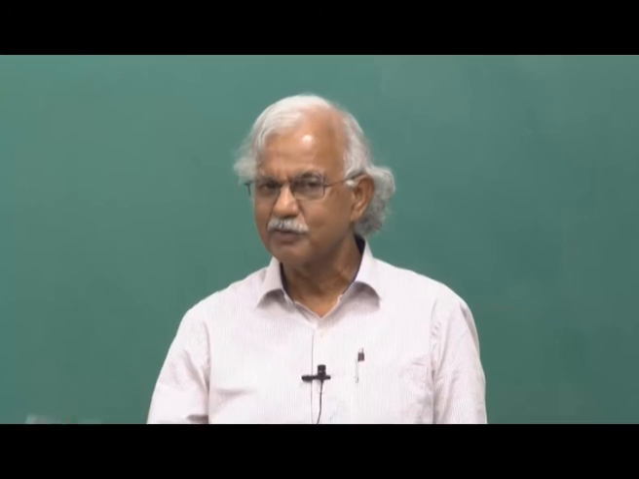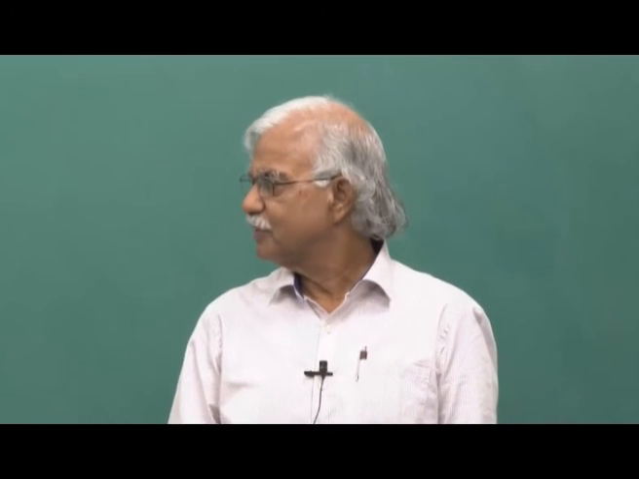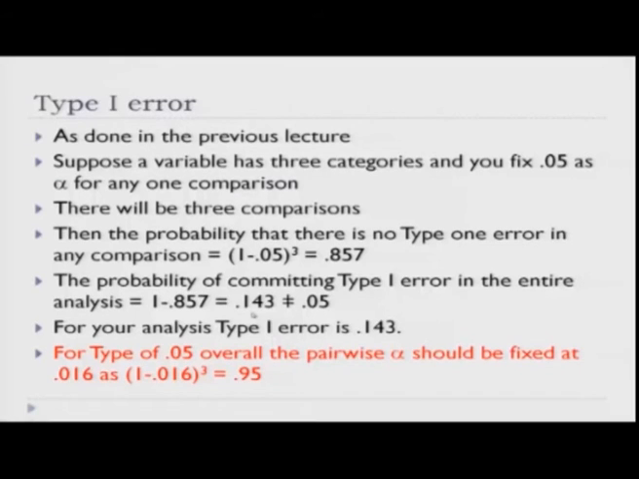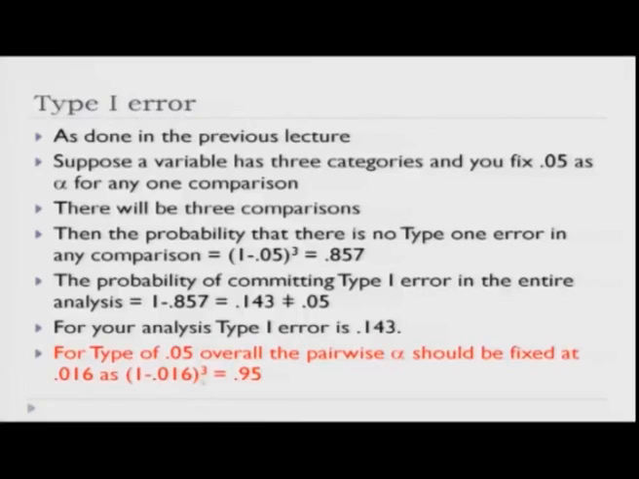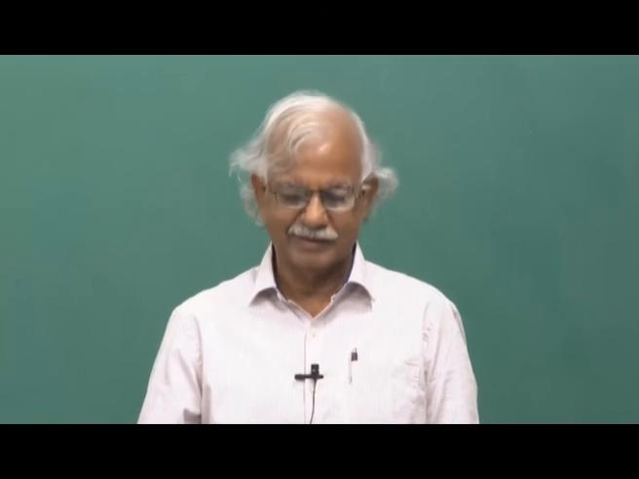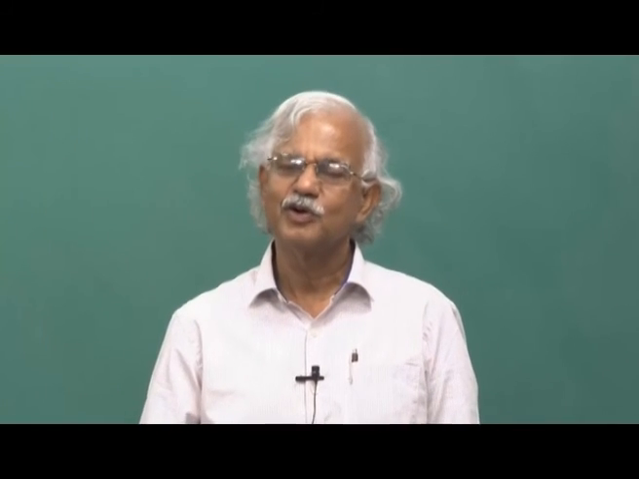So, fixing alpha at 0.05 means that alpha for the entire sample will be more than 0.05, it will be 0.143. I calculated that if we want to achieve 0.05 for the entire sample, what should be the type 1 error for pairwise comparison, and that comes out to be 0.016, because the probability that there is no type 1 error in testing the null hypothesis in the first, second and third comparison, by the multiplicative rule of probability, will be (1 minus 0.016) raised to power 3, and it will be 0.95. So, the probability of making type 1 error for the entire sample would be 1 minus 0.95 or 0.05.